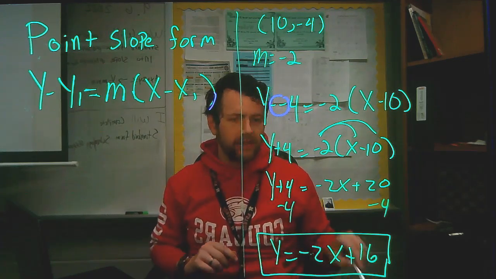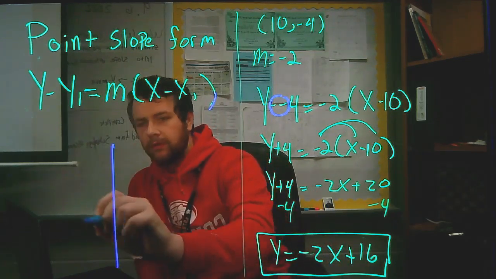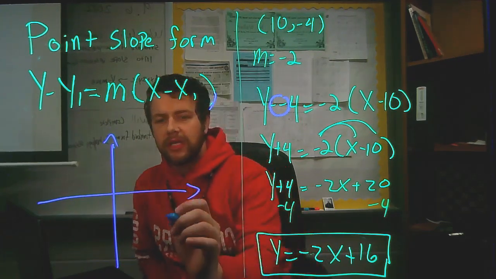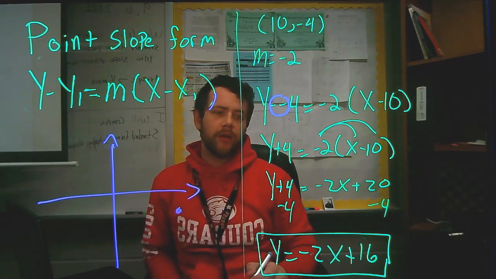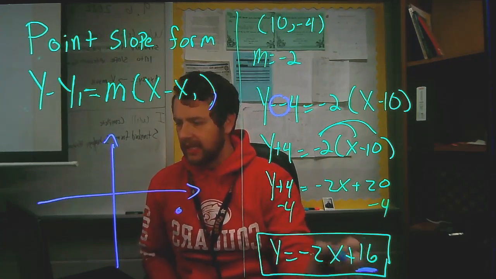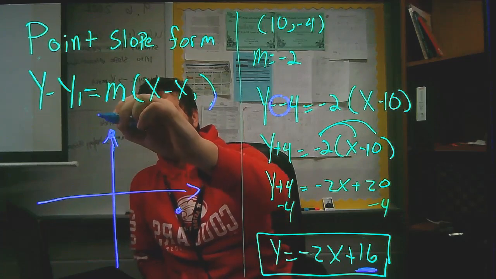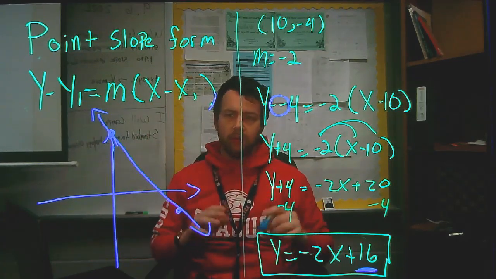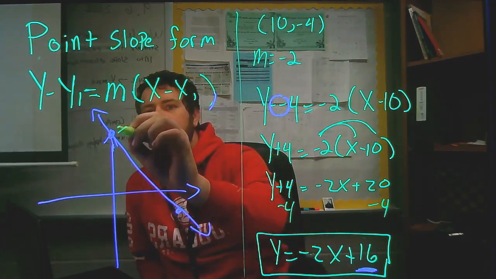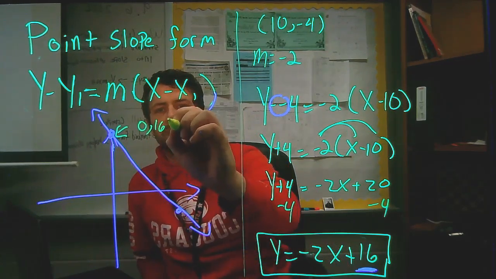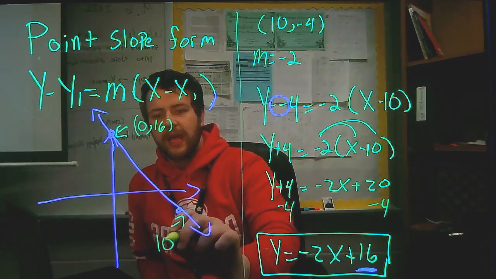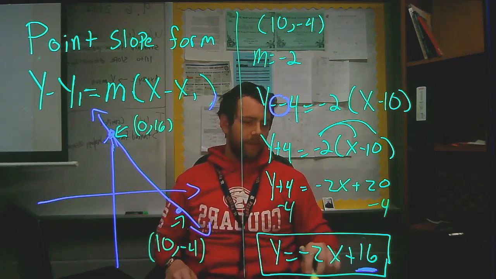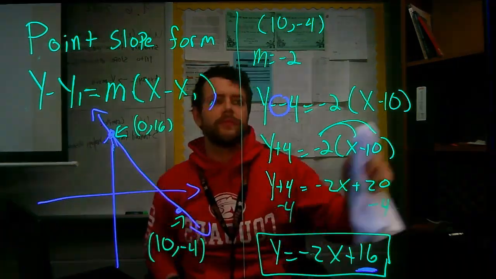So I could also graph this kind of freehand here. I know it contains the point 10, negative 4, so that's going to be right here, 10 over, 4 down. And I also know the y-intercept is 16, so that's going to be up here, and a negative slope. So it's going to look something like that. That's the freehand version of this graph, where this point is 0 and 16. This point is 10 and negative 4. And we know the slope is negative 2. And we're not going to graph it for all of them. Let's continue.